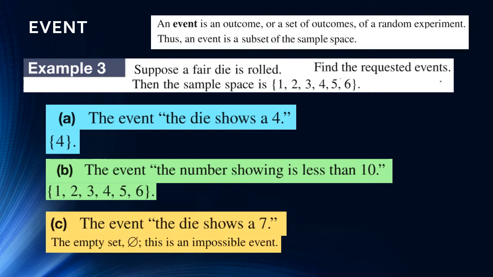The event, the die shows a 7. Again, a die cannot show a 7. There's not a 7 on a die. So in this case, this is the empty set. There is no event that this will happen, and it's also called an impossible event. It's not possible for it to happen.